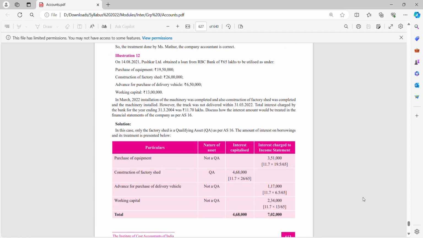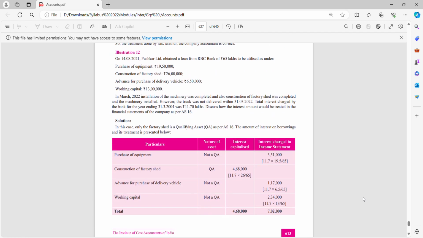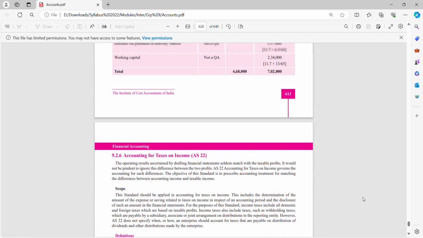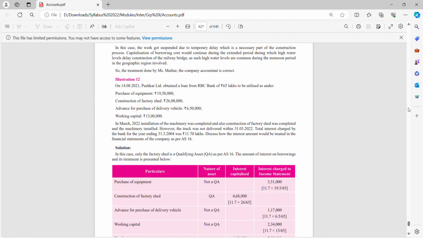Illustration 12 is very easy. You just have to take figures from your question and paste it here. You are supposed to identify nature of asset, interest amount, and interest charged to income statement. That's it, and you are done. I hope you are comfortable.